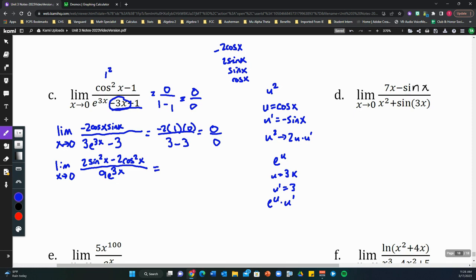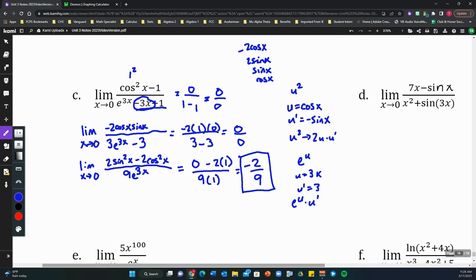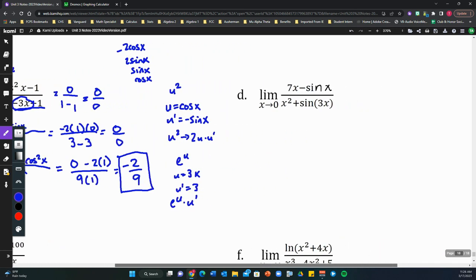So let's go ahead and evaluate direct substitution. Sine of 0 is 0, so I don't care anything after that. Minus 2 times cosine of 0 is 1. 1 squared is 1. And now on bottom, I get 9 times e to the 0, which is 1. So our final answer here is negative 2/9. So again, we don't want to assume anything. We always have to react to the results that we get. Don't get into the habit of making assumptions that could lead us astray.